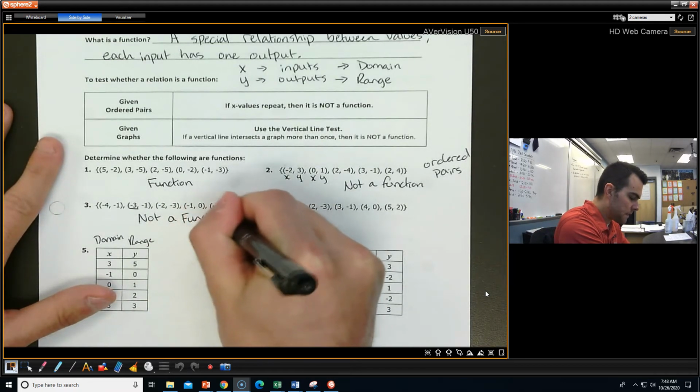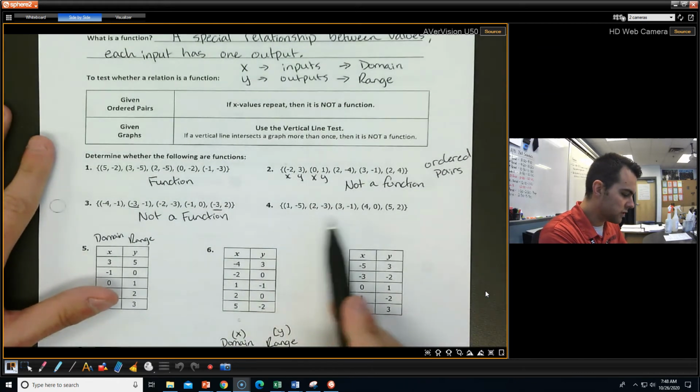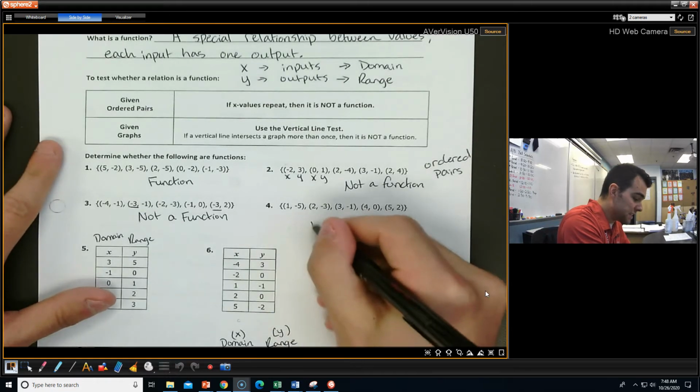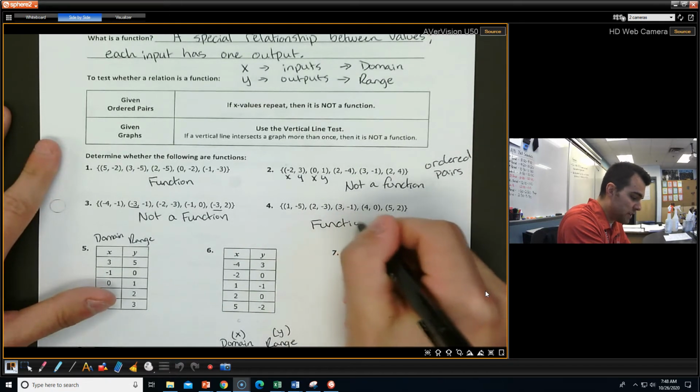Okay? Let's look at number 4. 1, 2, 3, 4, 5. This guy's good to go. This guy's good to go. This is a function. The x values don't repeat.